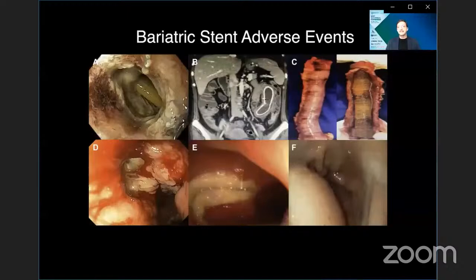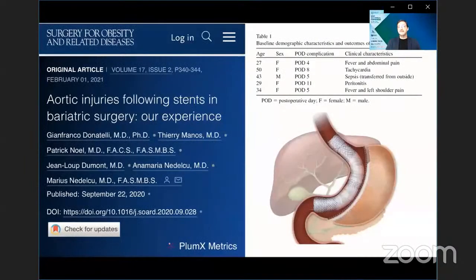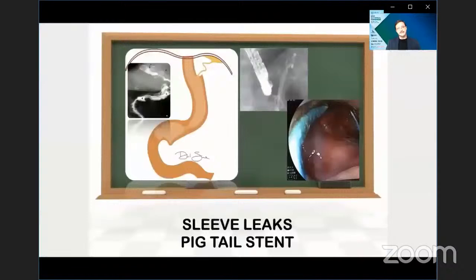So complications can happen and can be very severe, like this one coming from France with 5 patients that had aortic injuries following stents. To highlight that those centers didn't follow the patients as closely as they should. The stents are good too, but have to be used wisely.